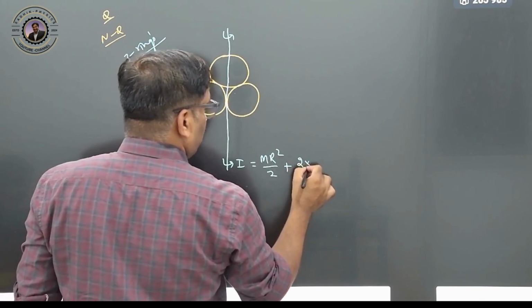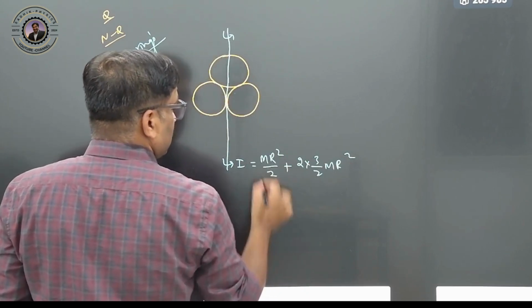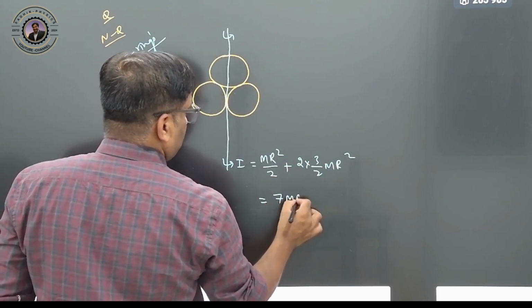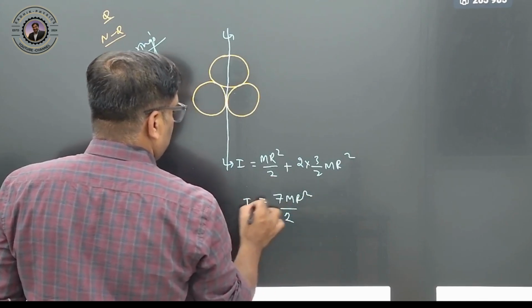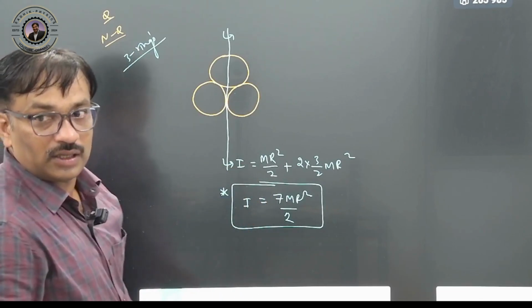Therefore 2 into, therefore 3 by 2 mr square. So what you can write now, this is 6 plus 1, 7 mr square by 2. This is your moment of inertia of this combination. So like this you can try.